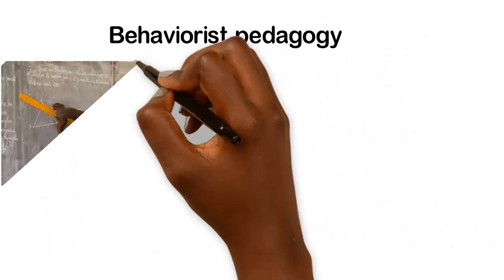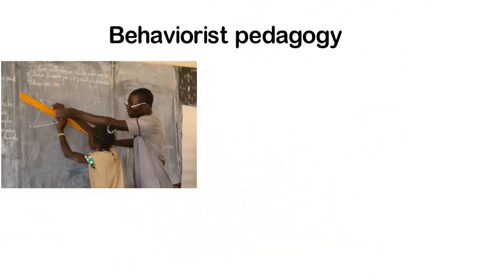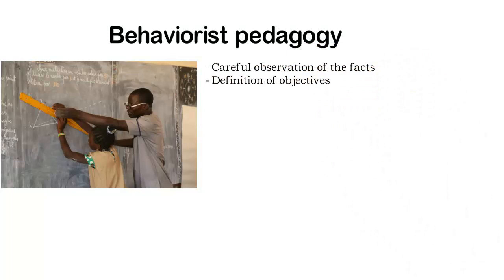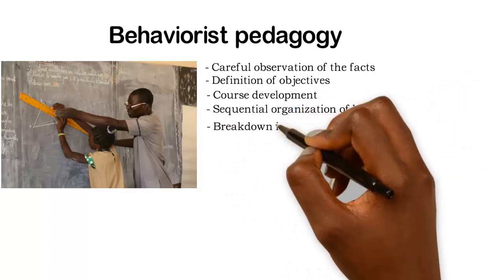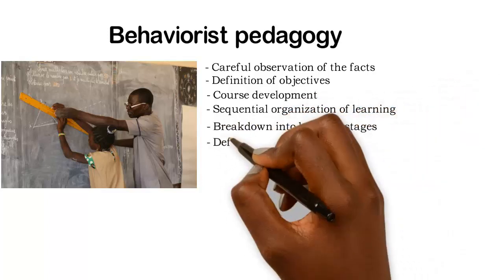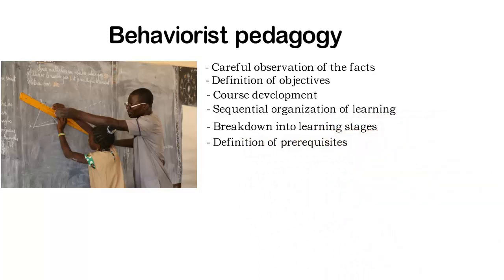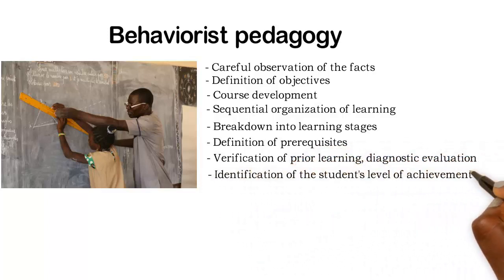Behaviorist pedagogy. The behaviorist model emphasizes the different forms of conditioning that lead to behavior changes: careful observation of the facts, definition of objectives, course development, sequential organization of learning, breakdown into learning stages, definition of prerequisites, verification of prior learning, diagnostic evaluation, identification of students' level of achievement as a basis for learning.